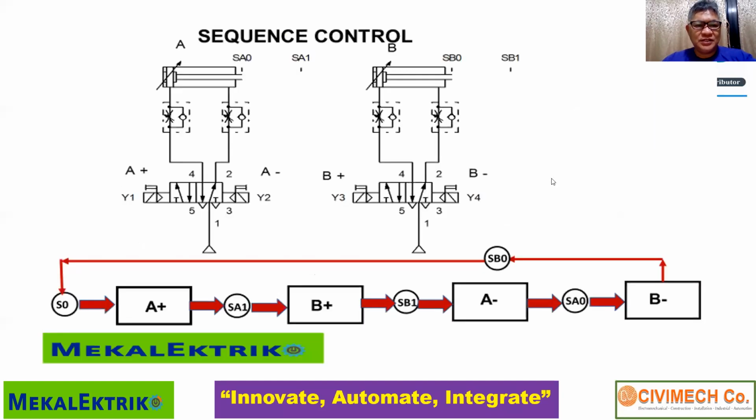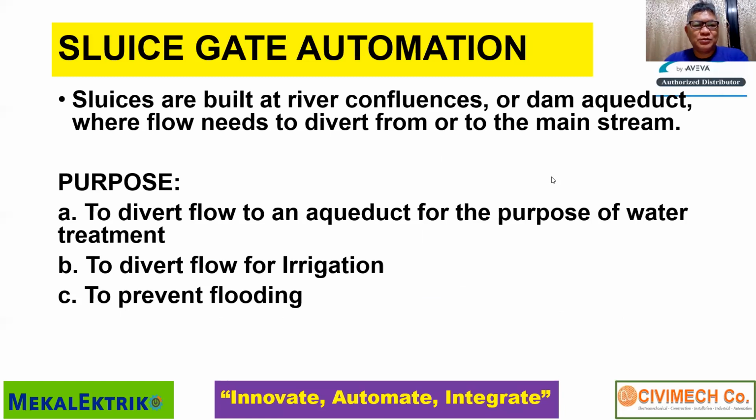Tonight, I would like to share sluice gate automation. Sluice gates are built at the river confluence or dam aqueduct where flow needs to divert from or to the mainstream. The purpose is to divert flow to an aqueduct for water treatment, to divert flow for irrigation, and to prevent flooding. So these are the purposes of a sluice gate.